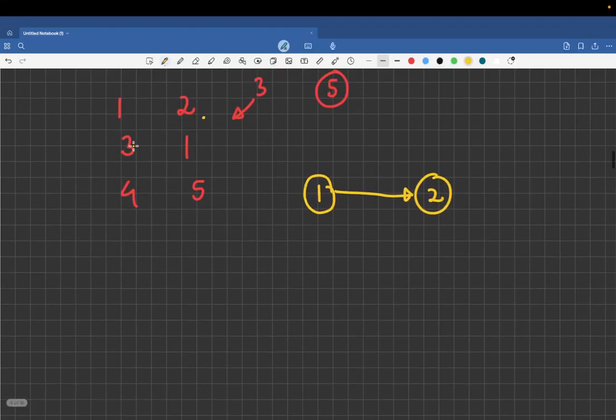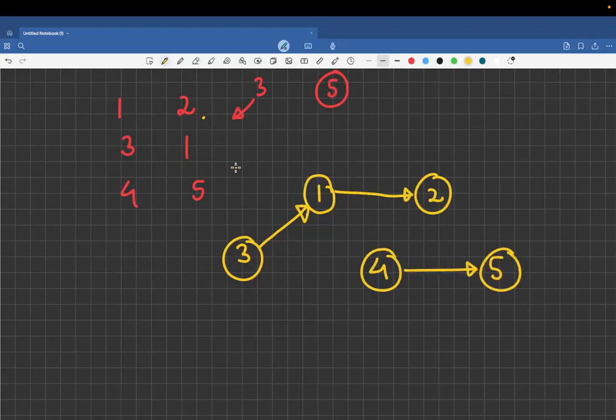Similarly, it says that 3 has to be completed before 1. This means 1 has a dependency on 3. So I draw an edge from 3 to 1 with the edge pointing towards 1. First of all I will complete 3 and from there I will go to 1. And the other requirement is that 4 has to be completed before 5. So I draw a directed edge from 4 to 5.